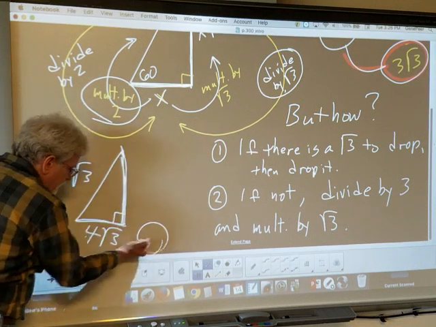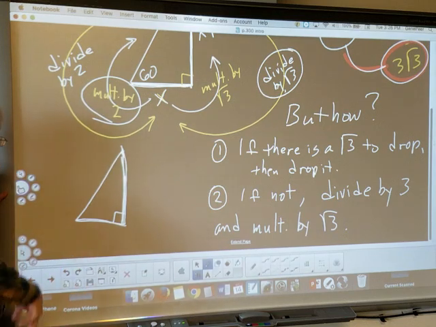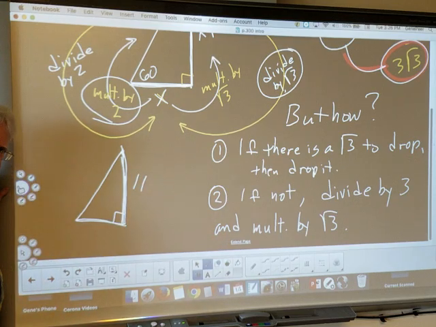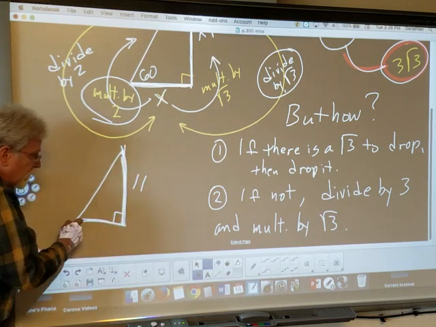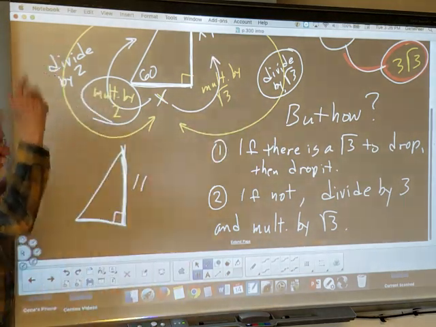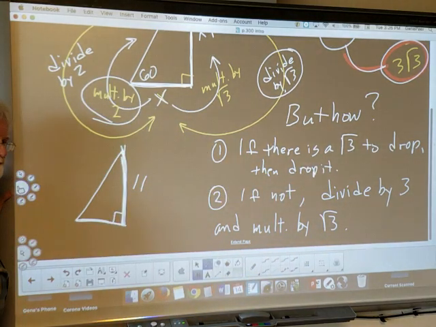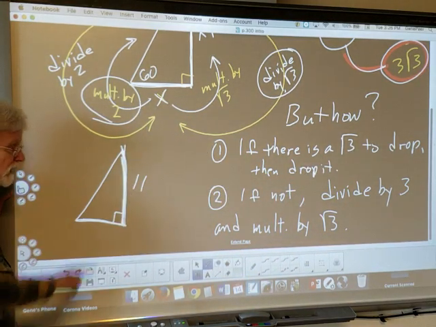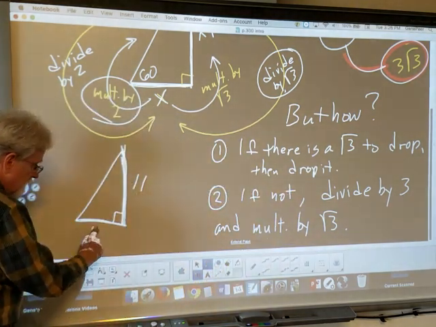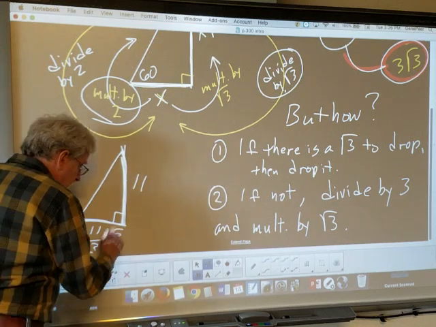What if your long leg can't be divided evenly by 3? So what? Suppose this is 11. From long leg to short leg, divide by square root of 3. But how? If there's a square root of 3 to drop, then drop it. If not, then divide by 3. 11 over 3. And stick a square root of 3 next to it. Done.